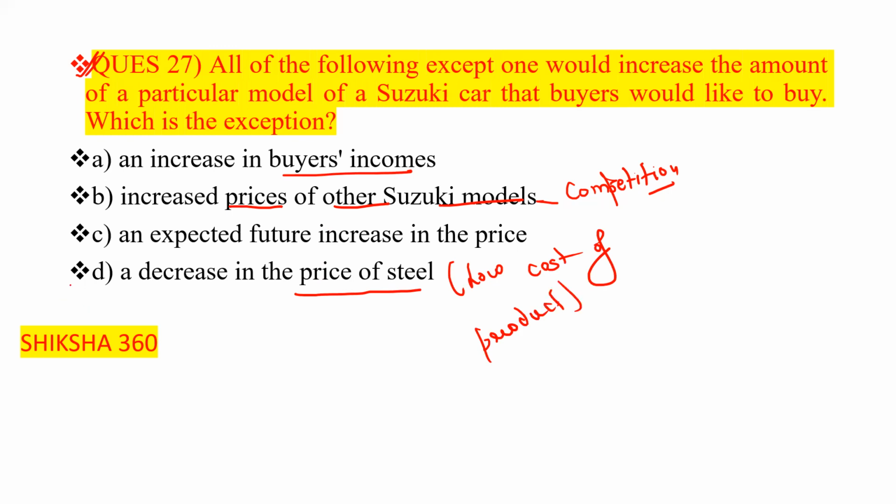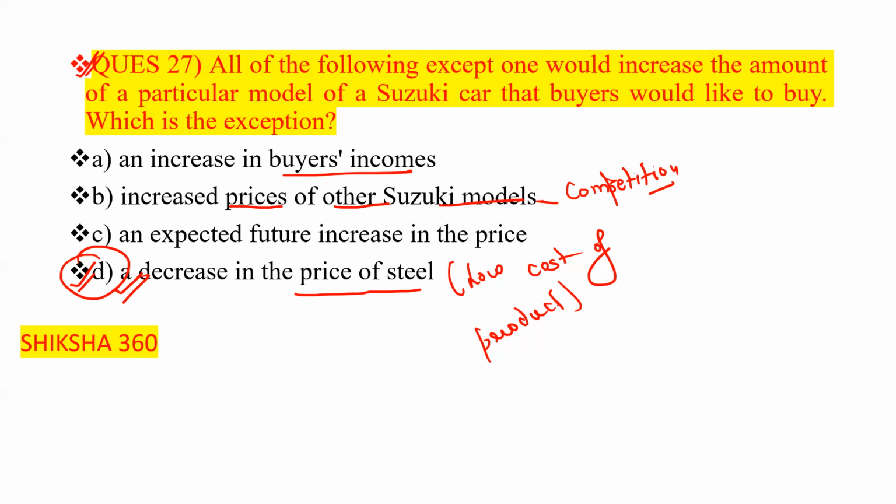So here option number D is the correct answer. Which is that exception? That is option number D, a decrease in the price of the steel. So please remember these types of questions, how they will twist the question and how you have to answer these questions.